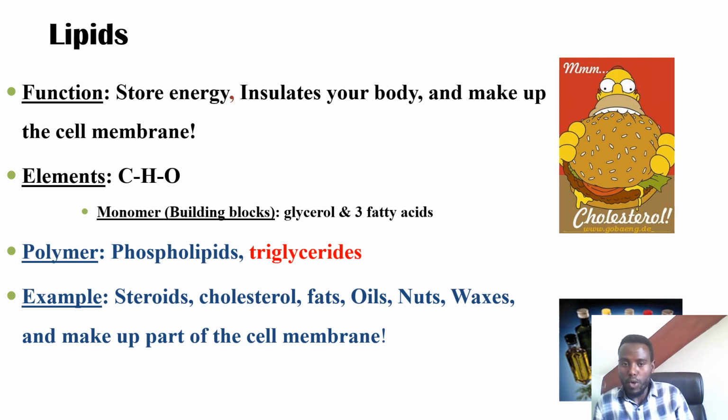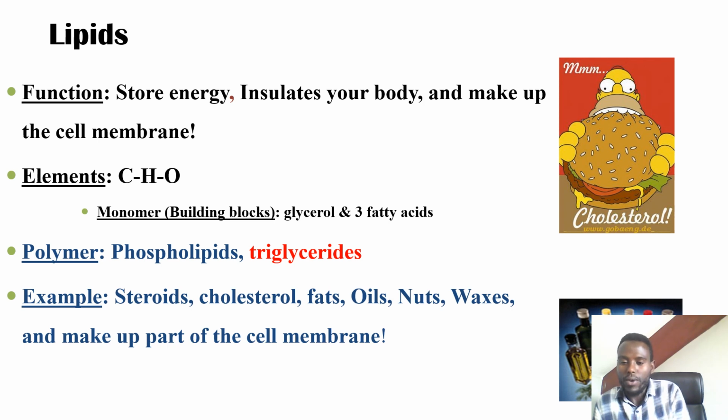When we see the monomer or building block of lipids, a lipid is made from 3 fatty acids plus 1 glycerol. Keep in mind that if we are asked what the monomer or building block of lipid is, we answer 3 fatty acids and 1 glycerol.